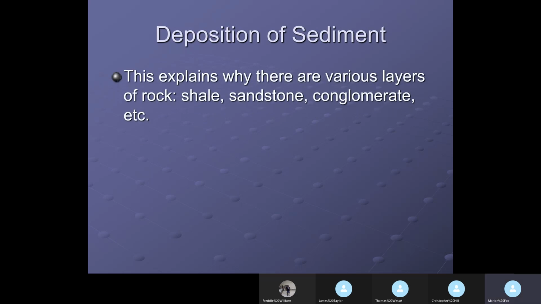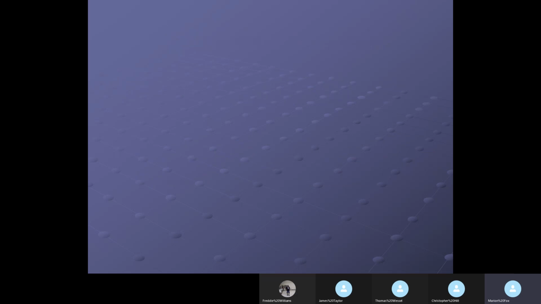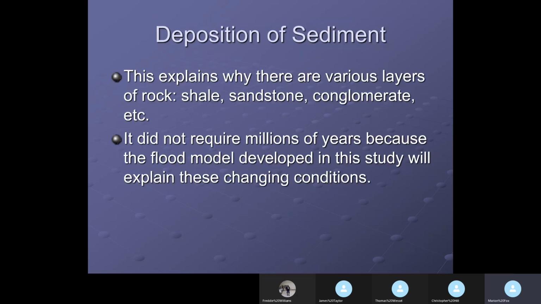It explains that while there are various layers of rock, shale, sandstone, conglomerate, and even various fossils, the same fossils appear in both kinds of rocks. It didn't require millions of years, because the flood model developed will explain these changing conditions in a matter of days rather than thousands or millions of years. Now then, are there questions? Anyone got questions?